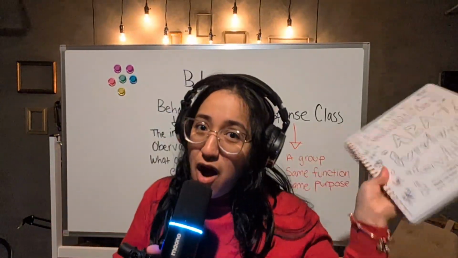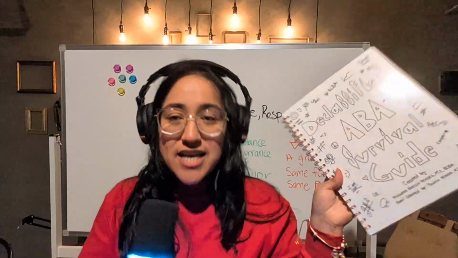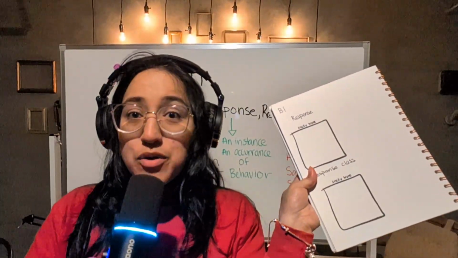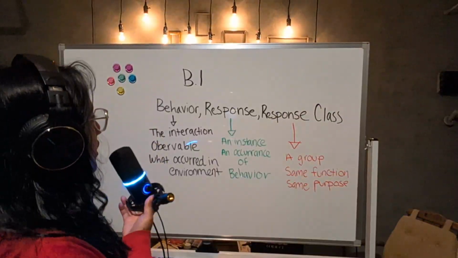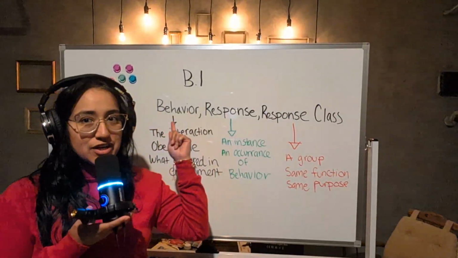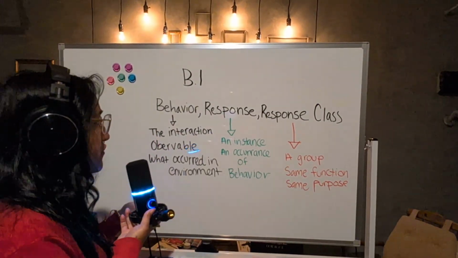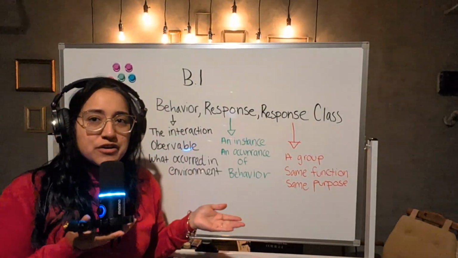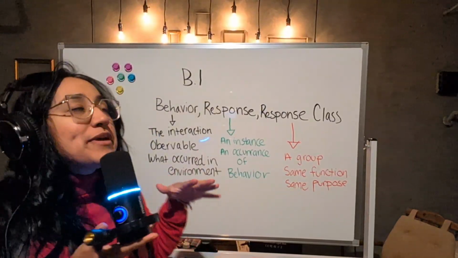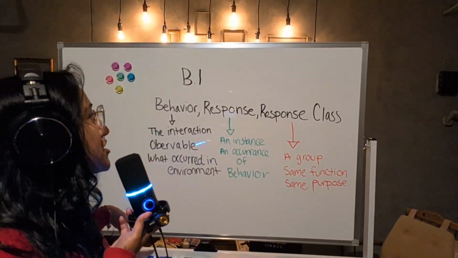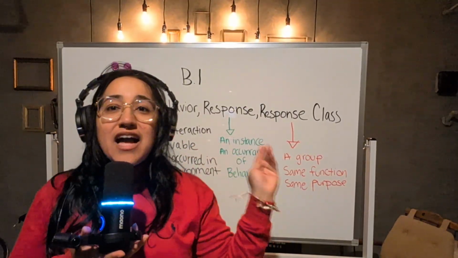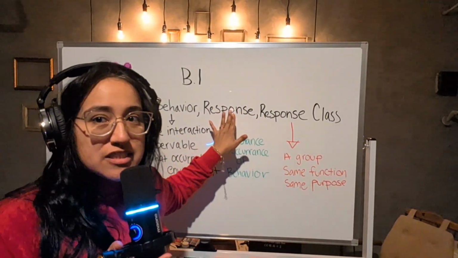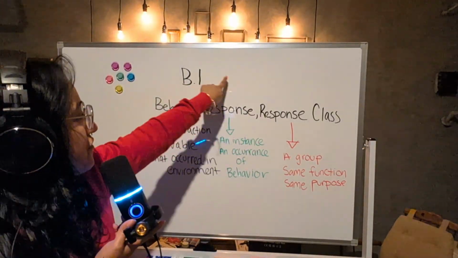Let's start on B1. We are going to identify response class and behavior. We are going to start with behavior. It's an interaction. It's observable and it's what occurred in the environment. But what behavior is trying to define is the whole behavior, the whole thing, not just a response. Now let's identify that response.